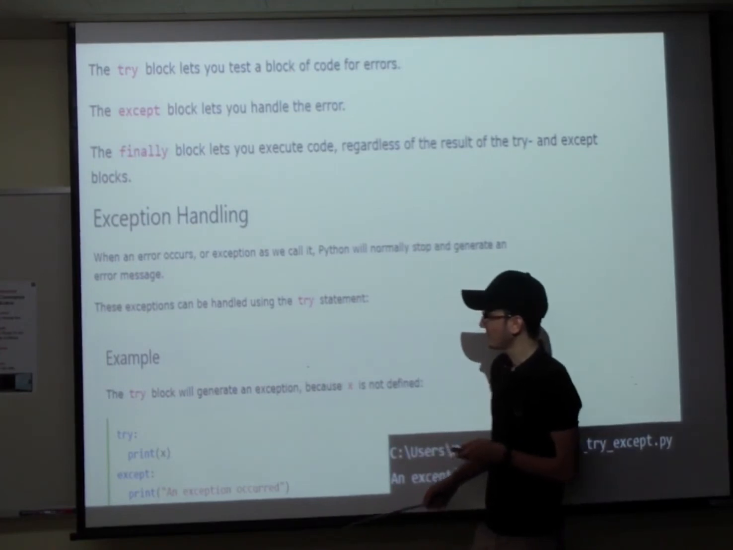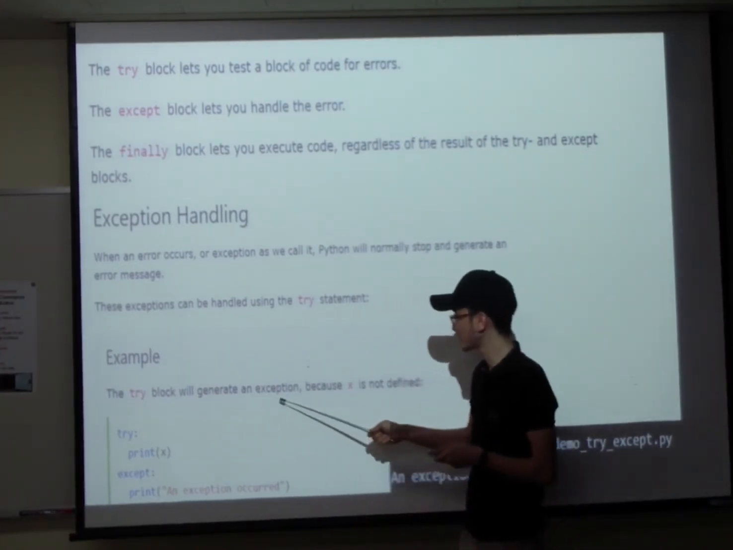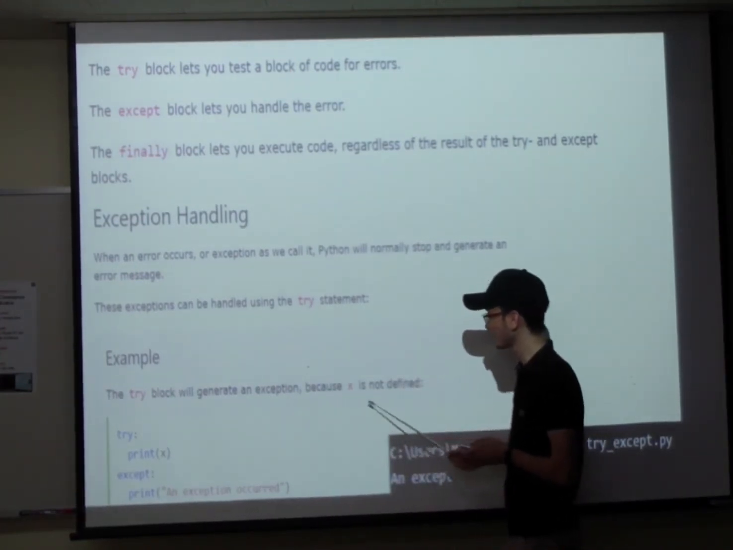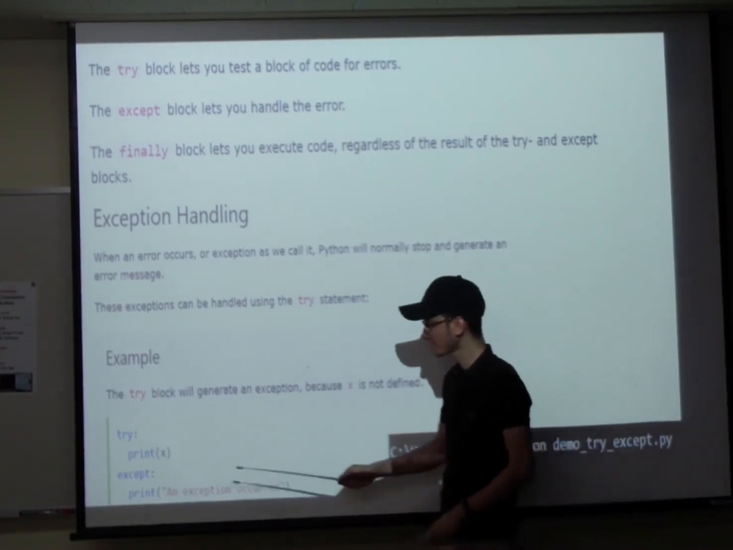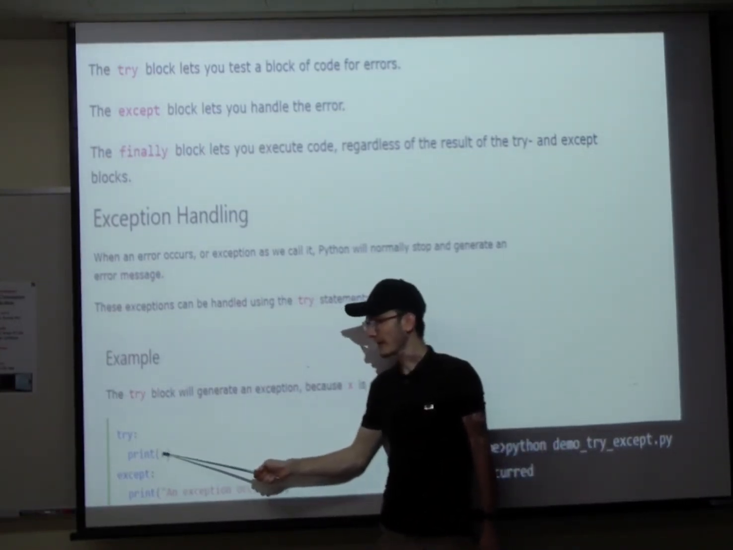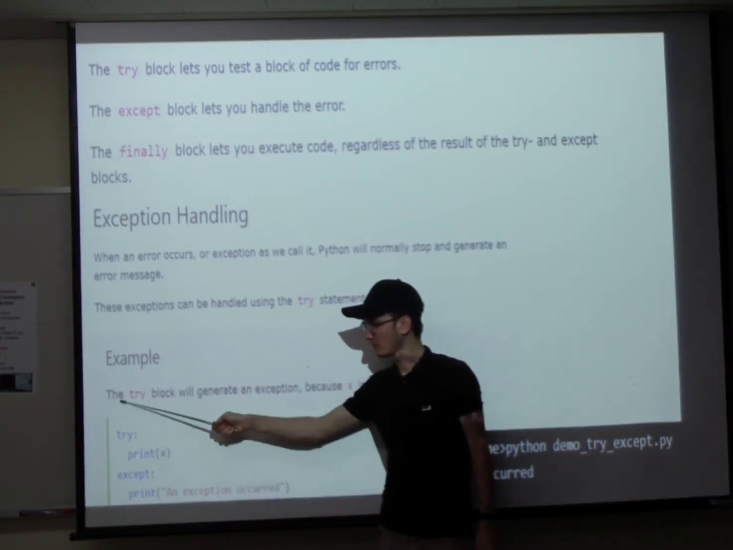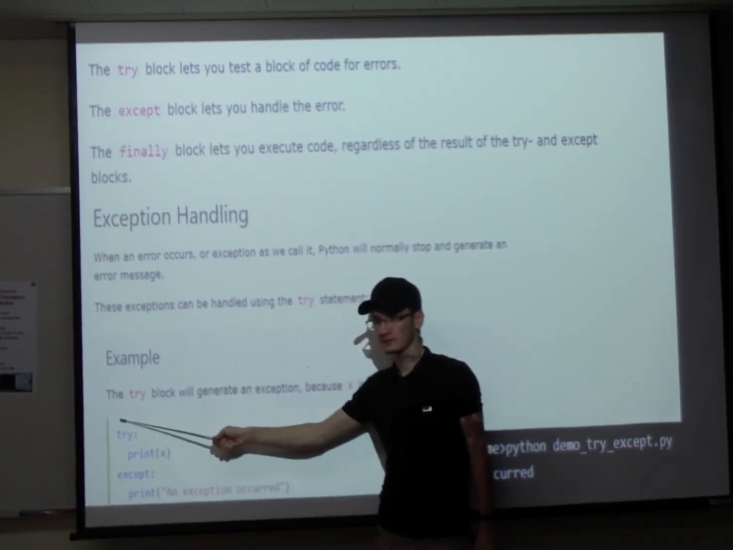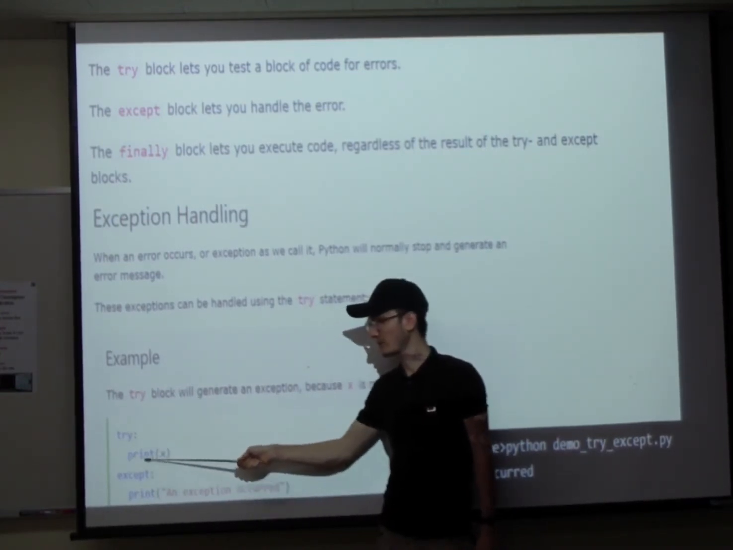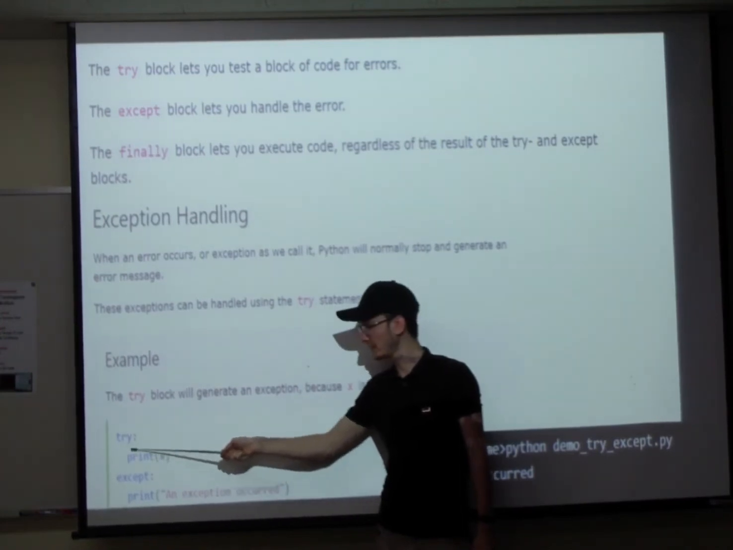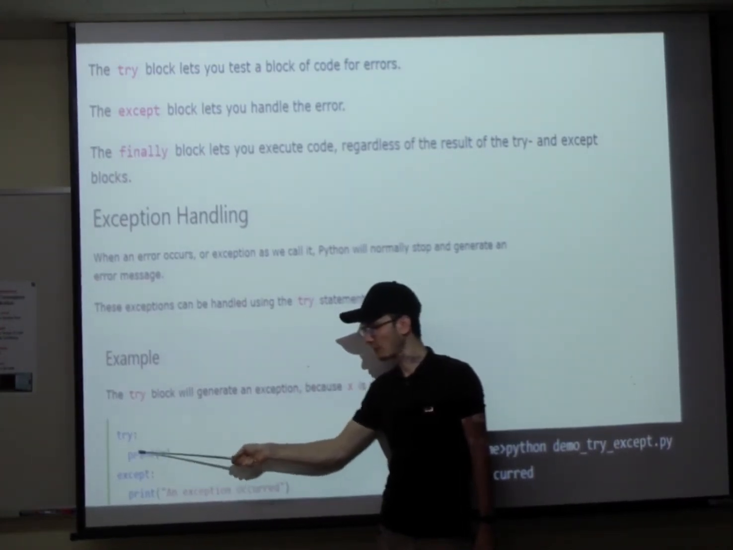What's happening here? The try block will generate an exception because x is not defined. We don't have this kind of variable here. Now we are printing nothing. We will have error. Now we have error here.